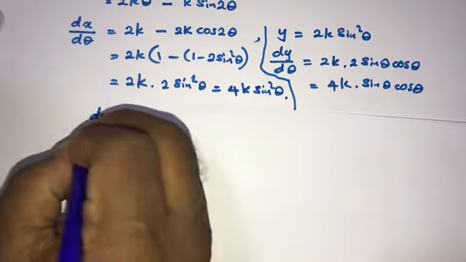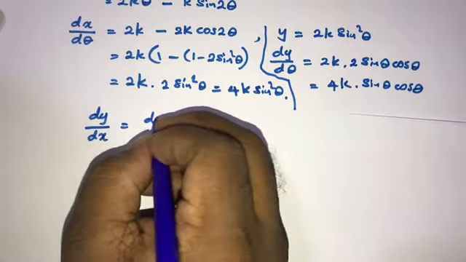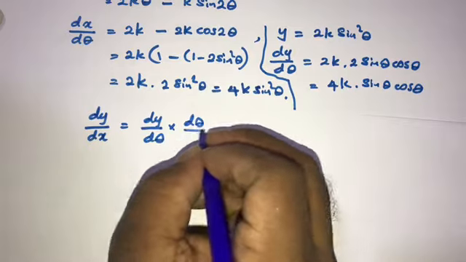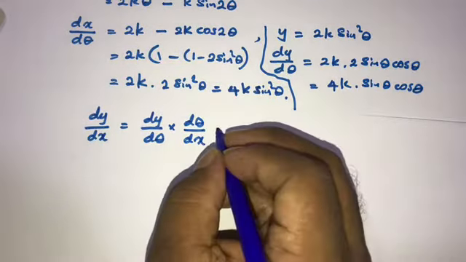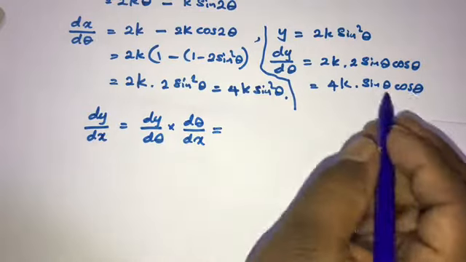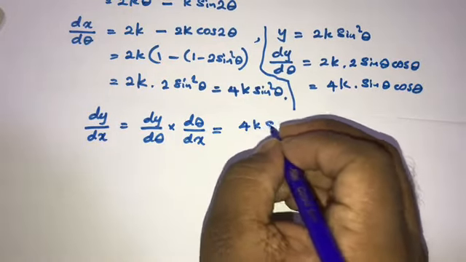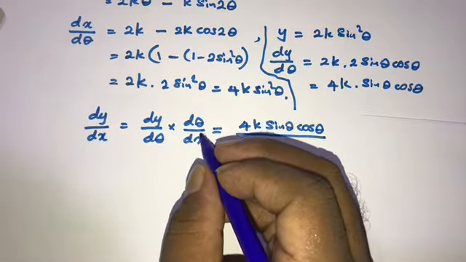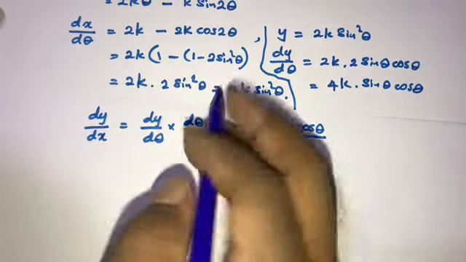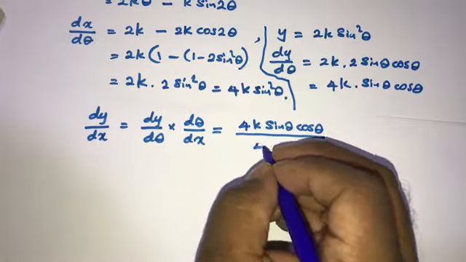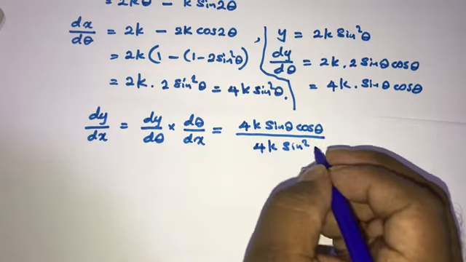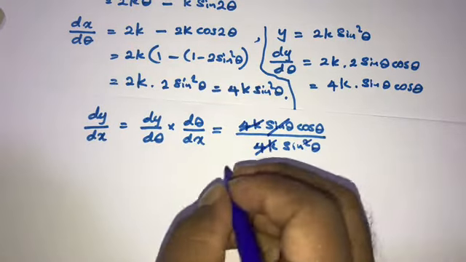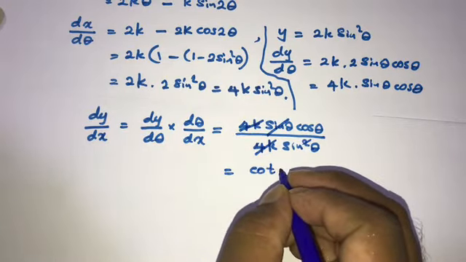We want dy by dx, so this is equal to dy by d theta times d theta by dx. So we know dy by d theta is equal to 4 times k sine of theta cosine of theta, and d theta over dx is equal to 1 over 4 times k sine square of theta. Now 4 times k get cancelled and sine theta get cancelled. So this is equal to cot of theta.